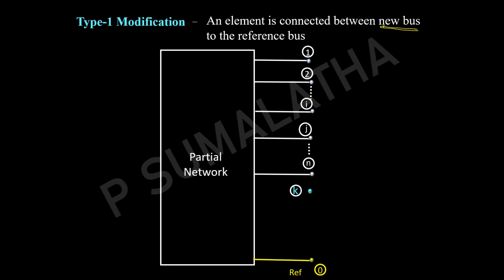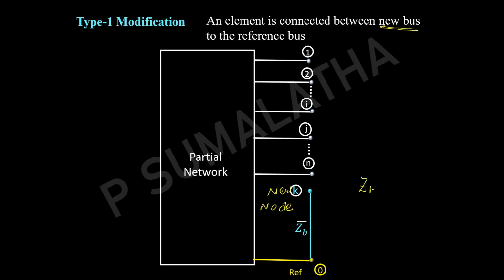Let us add an element between the kth node and 0, that is, the new bus and the reference bus, which has a branch impedance of Z suffix b. The element will also be called a branch. Why are we calling it a branch? Because we have added an element between the new node and the reference. Now how do we represent the Z bus new, after adding the kth node, that is, the new node? So we have brought a new node to our existing network.